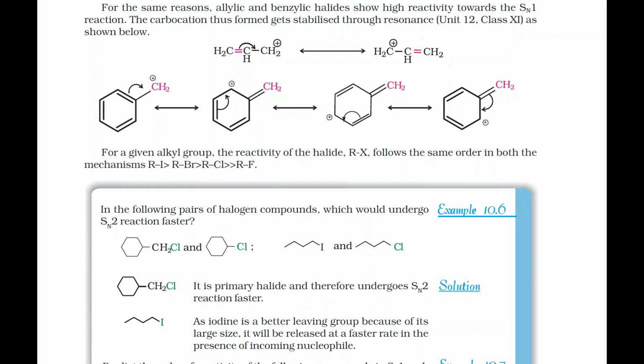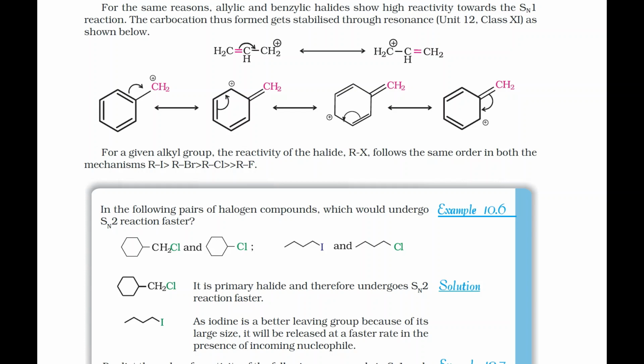With respect to the halides, the R-I bond is weaker than the R-Br bond, then the R-Cl bond, then the R-F bond. Since the R-I bond is weaker, it forms the carbocation easily. That means iodide ion is a better leaving group than bromide ion, than chloride ion, than fluoride ion.